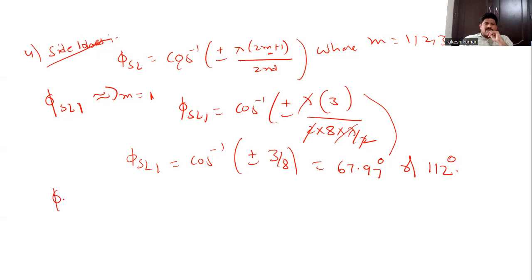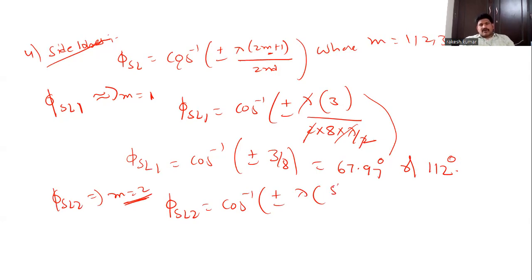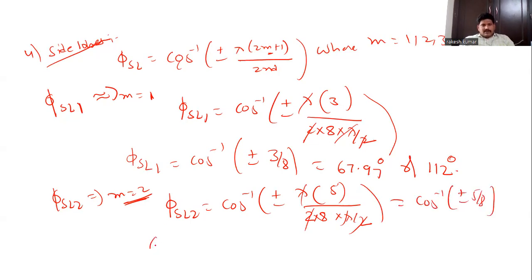Similarly, let us calculate for SL2. SL2 means we take m is equal to 2. So SL2 is equal to cos inverse of plus or minus lambda into 2 into 2 is 4, 4 plus 1 is 5, by 2 into n, which is 8, into lambda by 2. The 2 gets cancelled and lambda gets cancelled. So the value is cos inverse of plus or minus 5 by 8, which is 51.31 degrees and 128.68 degrees.